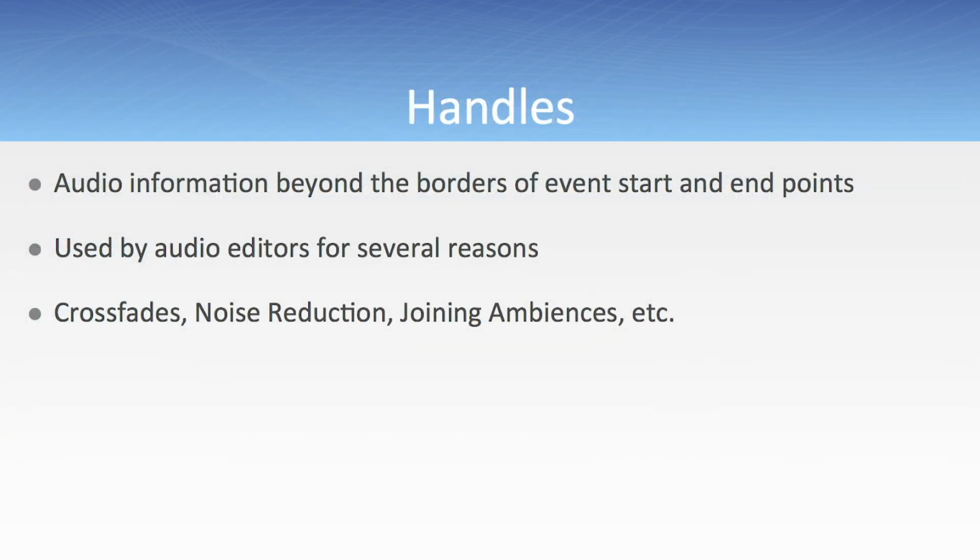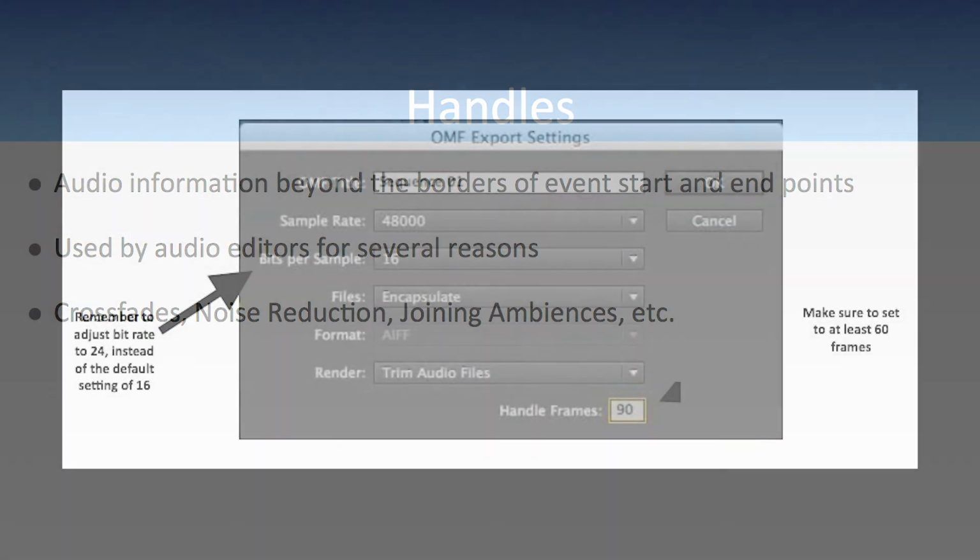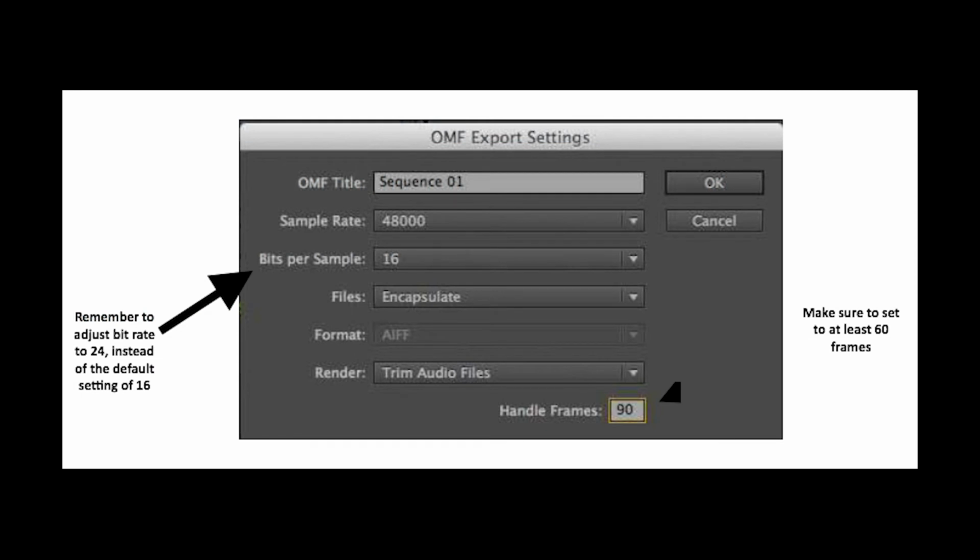Now let's talk about handles. Handles are audio information that extends beyond the borders of an event's start or an event end. These are used by audio editors for several reasons, including crossfades, when applying noise reduction, joining ambience, etc. So handles, as you may have seen, show up as an option when exporting an OMF file out of video editing software such as Adobe Premiere.